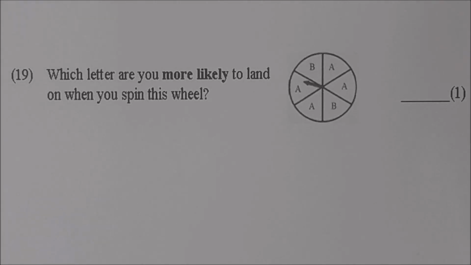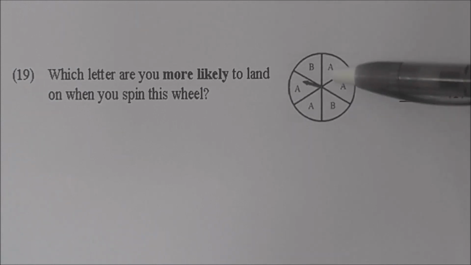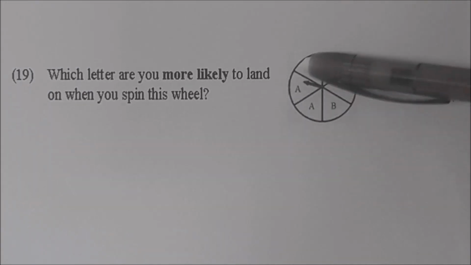Probability question number 19. Read it, Sky. Which letter are you more likely to land on when you spin this wheel? Okay, stop. Let those at home work it. Which letter are you more likely to land on when you spin this wheel? And the letters are A, A, B, A, A, B.